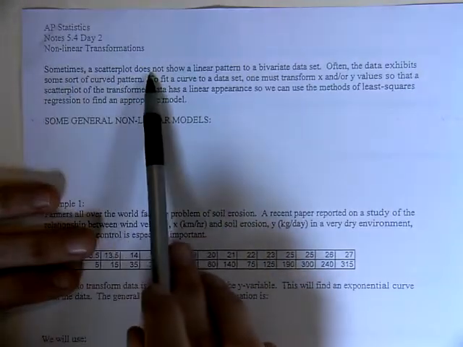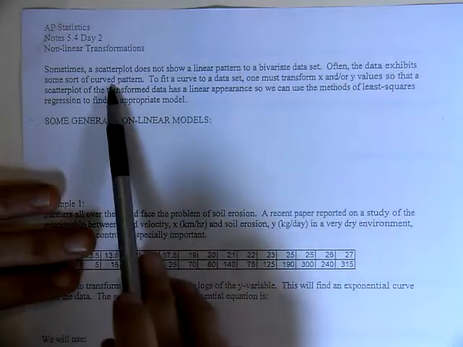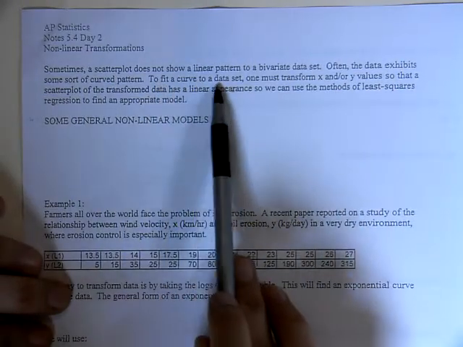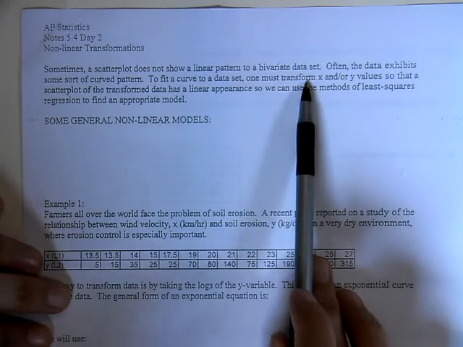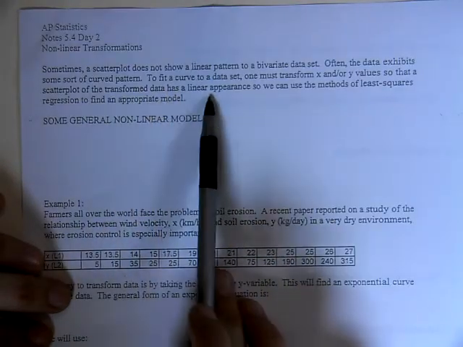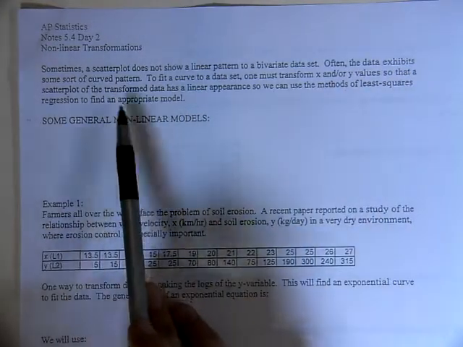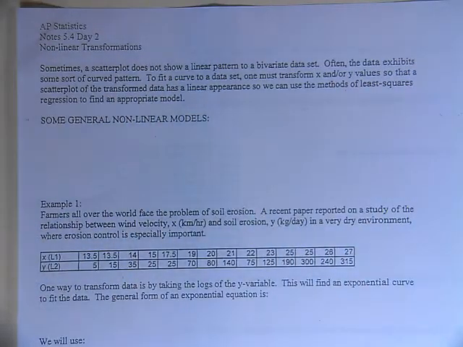So sometimes the scatter plot does not show a linear pattern. Often the data exhibits some sort of curved pattern. To fit the curve to a data set, we transform X or Y so that the scatter plot of the transformed data has a linear appearance, so that we can use methods of the least squares regression line to find the appropriate model. So it's kind of weird. Instead of manipulating the line, we manipulate the data.